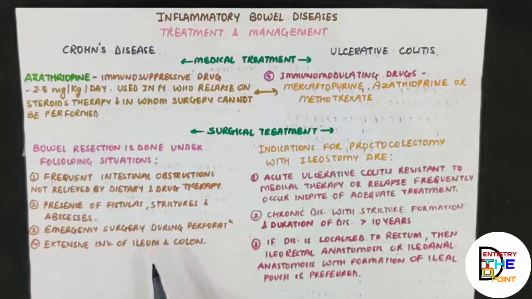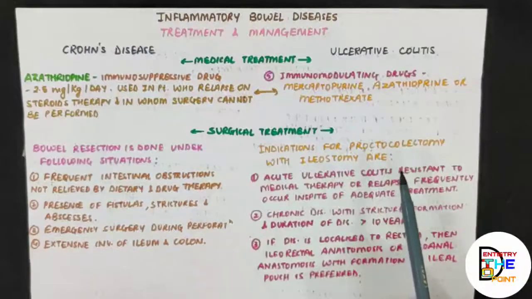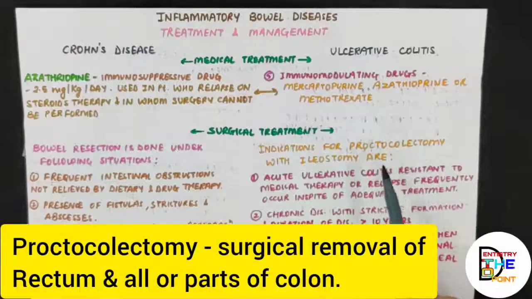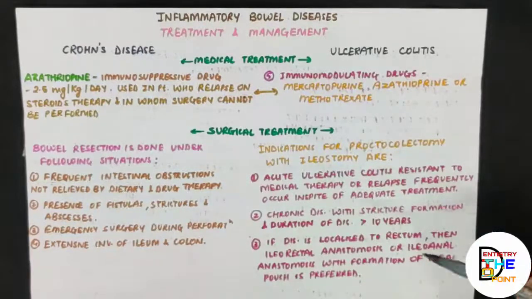You obviously definitely know that surgical treatment is going to be initiated only when the disease is not controlled by the medical treatment. Okay. Now the indications for the proctocolectomy with ileostomy are, now what is this proctocolectomy? It is nothing but the surgical removal of the rectum and other parts of the colon. Okay. So it is acute ulcerative colitis resistant to the medical therapy or relapse frequently occurs in spite of adequate treatment. Now these reasons you can write on your own because these are the severe reasons, that there are many relapses or it is not being treated with medical therapy, general thing.